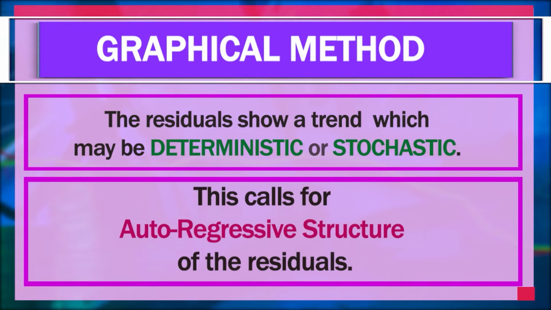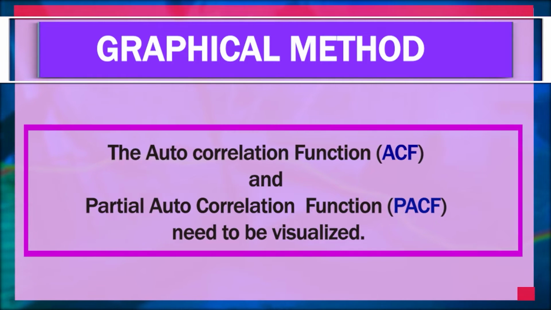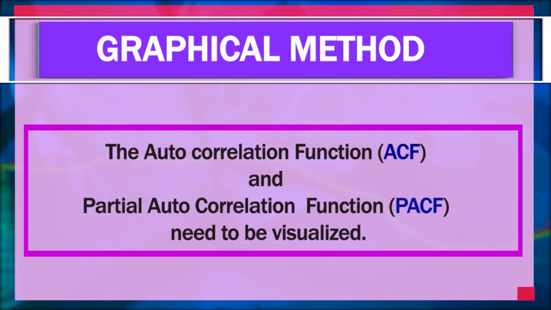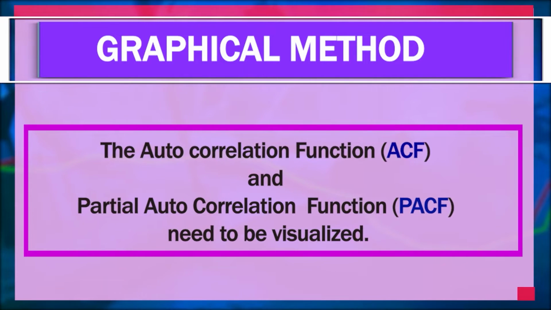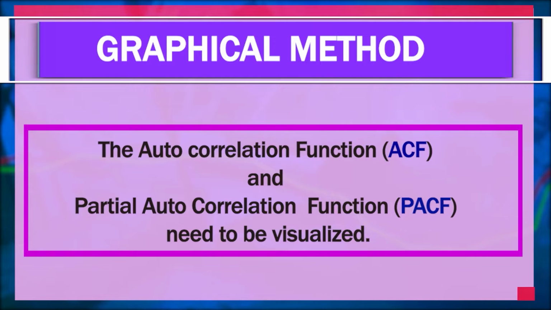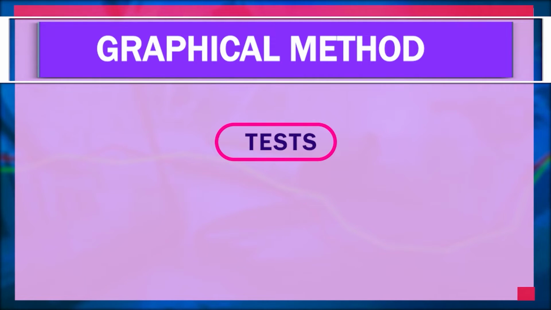This calls for a structure of residuals, and that structure is called an autoregressive structure. That means the error term of today's time period is dependent upon the error term of the previous time period, and thus an autoregressive structure is formed. Thereby we need to calculate the autocorrelation coefficient and also the partial autocorrelation coefficient. Both need to be computed, and can be visualized in a graphical presentation. After getting all these visualizations, it is necessary to go for the test.